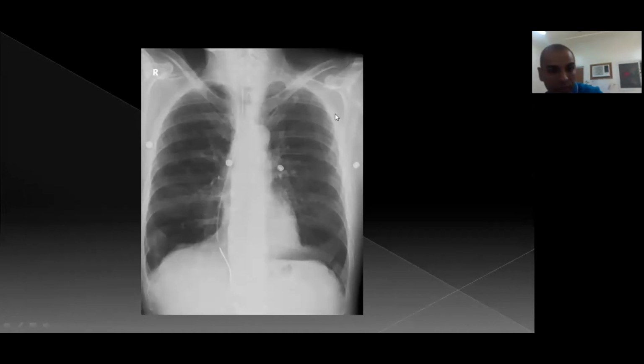This one is a nasogastric tube. It should go downward to the stomach, but in this one we have a malposition of the nasogastric tube. It passes through the trachea into the right lower lobe bronchus. It doesn't appear within its normal position.